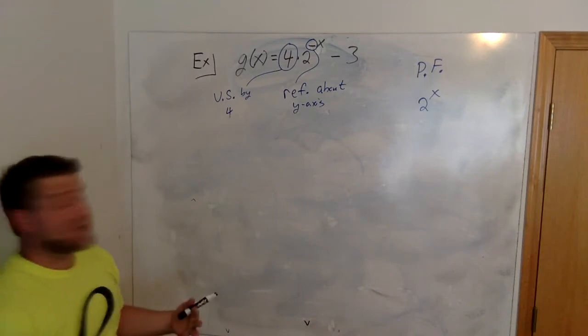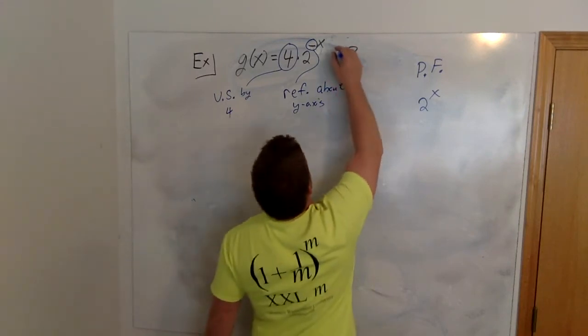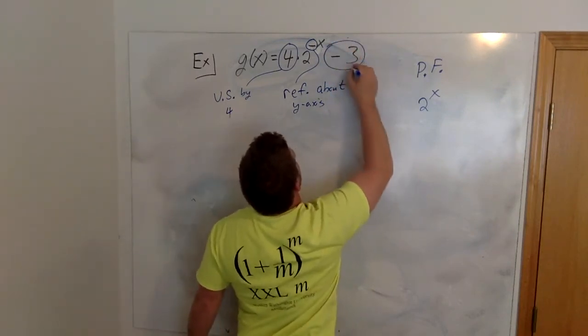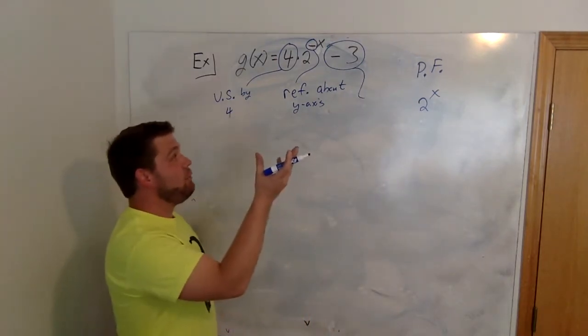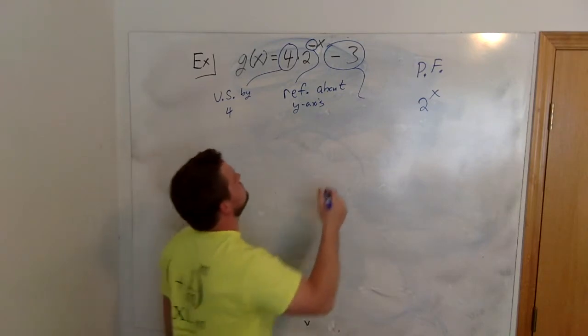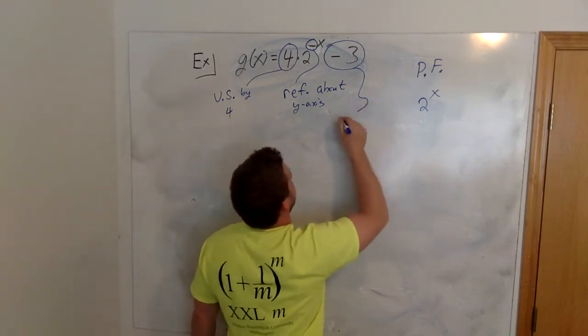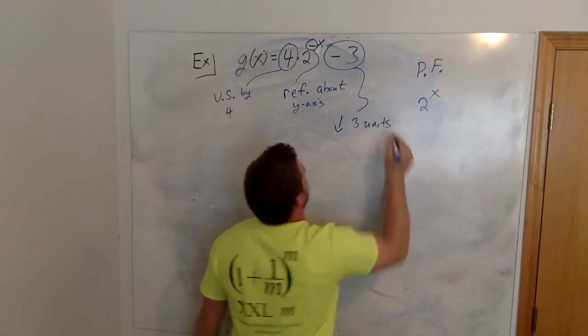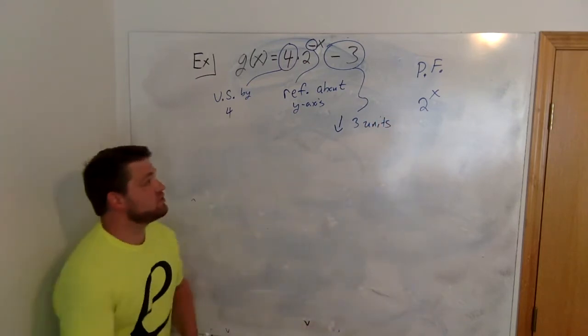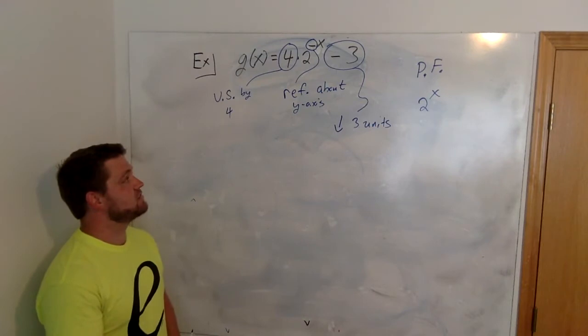Okay. What else has happened to the graph? If we're looking here at this negative 3, I'm subtracting 3 from the outside of the function. This is going to take all my outputs and they're going to shift them down 3 units. So this is going to be a shift down 3 units. So these are the 3 transformations that are happening to 2 to the x.